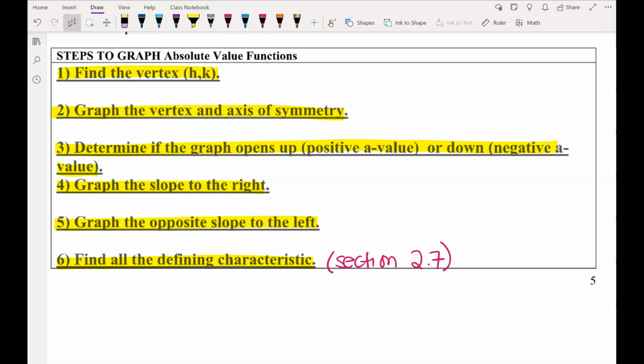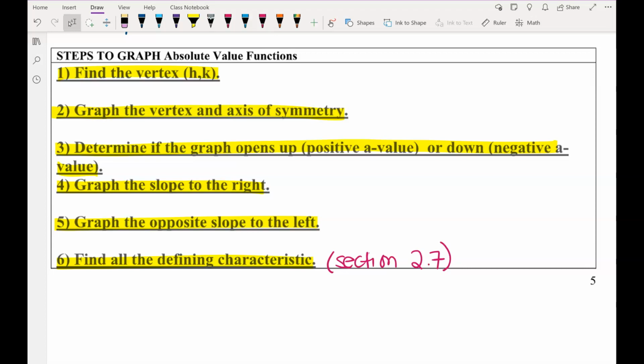Step number 3. Can you please help us read step number 3, Cindy? Determine if the graph opens up, positive a value, or down, negative a value. Anna Sophia, can you read us number 4? Graph the slope to the right.